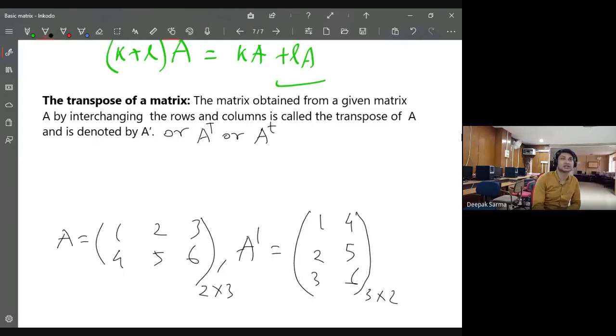So if I write in symbolic notation, I think all of you can write it. So suppose A equals Aij of some order m cross n. Then what is A transpose? You can say Aij of order n cross m. No, it is not Aij, it becomes Aji. Do you see it?